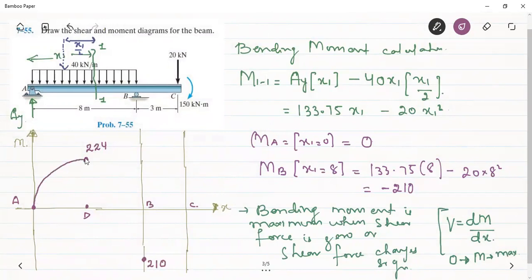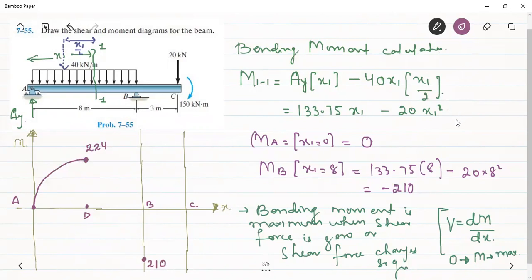Therefore, this is the parabola which is going to connect them. Because see here, it has a decreasing slope. The tangent drawn at this point will have a greater slope, and as we go on moving upwards, the slope of the tangent is going to decrease.